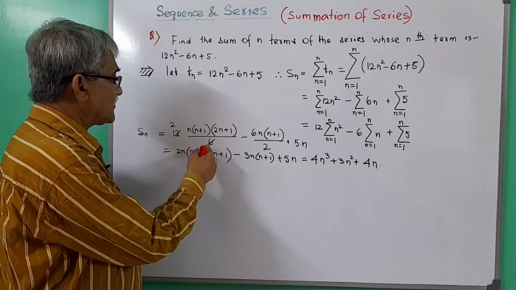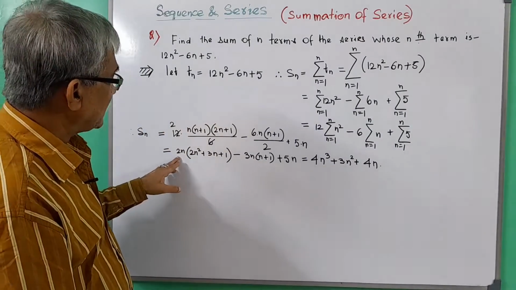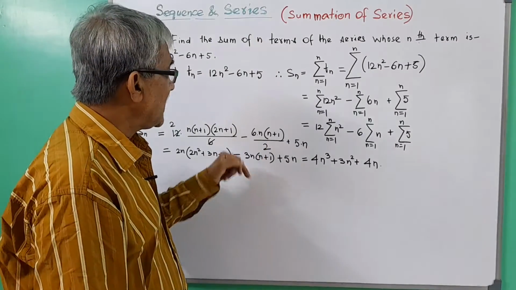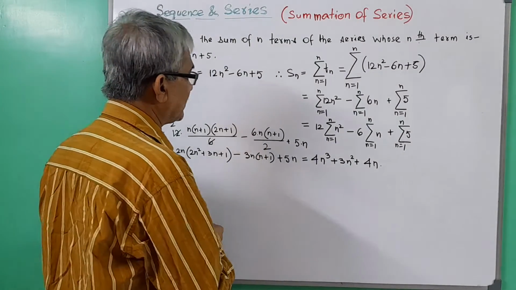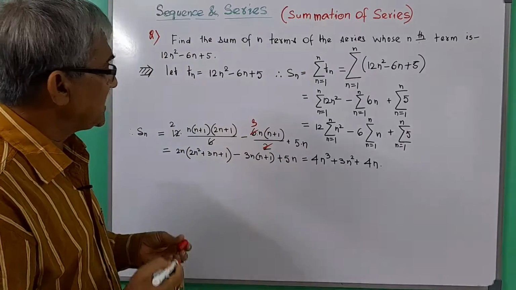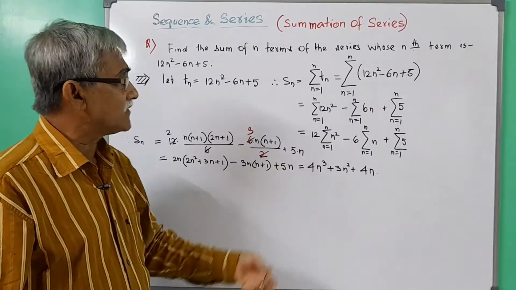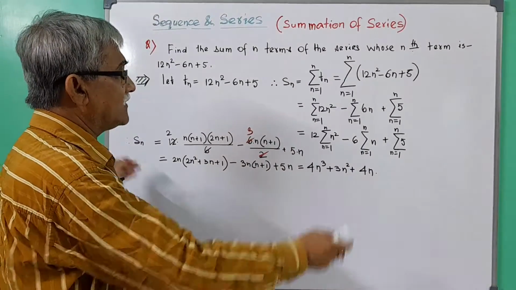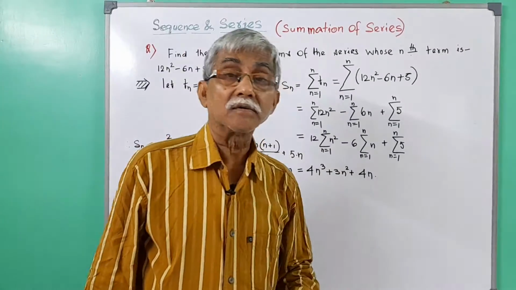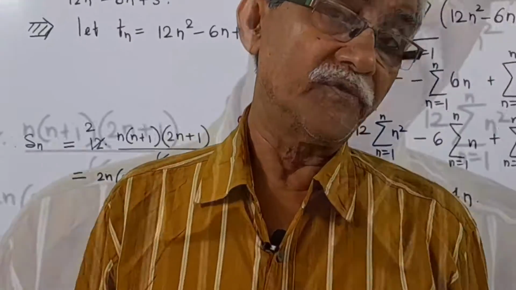Now a simple calculation: you can cancel this 6 with 12, that is 2n into (2n square plus 3n plus 1), minus, here 2 cancels with 6, that is 3n into (n plus 1), and plus 5n. Now if you simply solve it, it becomes 4n cube plus 3n square plus 4n, and that is your answer.